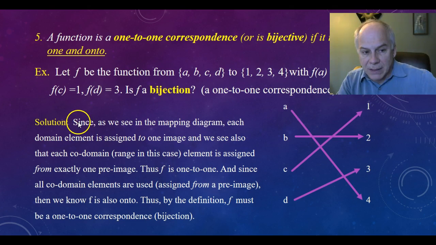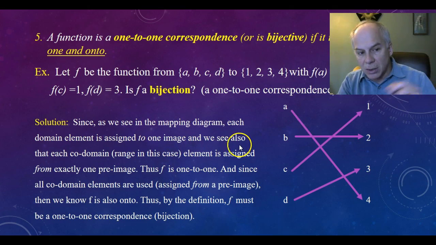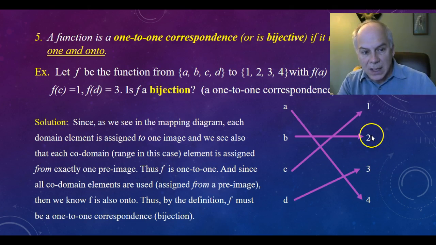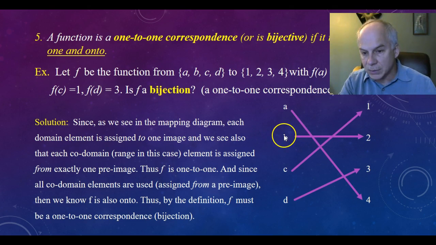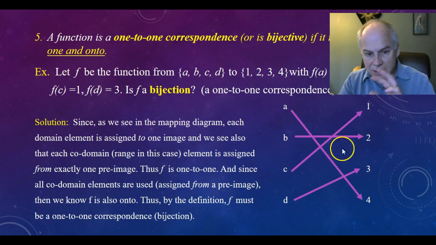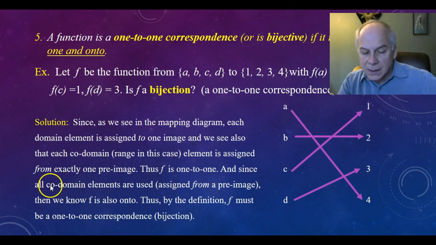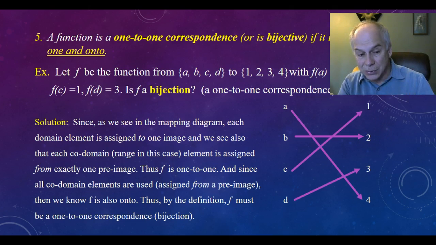Well, as I have in the solution, as we see in the mapping diagram, each domain element is assigned to one image, and we also see that each codomain element, so the codomain is your 1, 2, 3, 4 in this case, is assigned from exactly one pre-image item. So it's 1 to 1. And since all the codomain elements are used up, assigned from a pre-image in other words, then we know f is also onto. So if it's both 1 to 1 and onto, then we call it a 1-to-1 correspondence or a bijection.